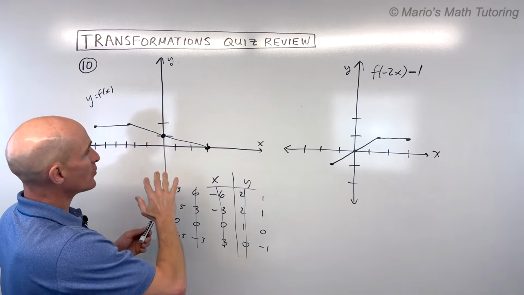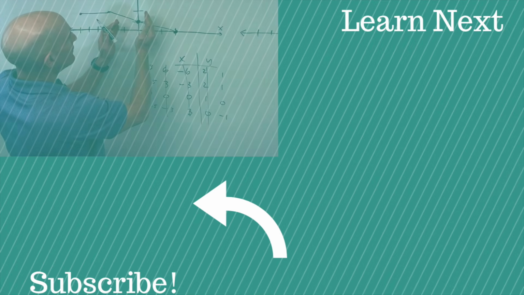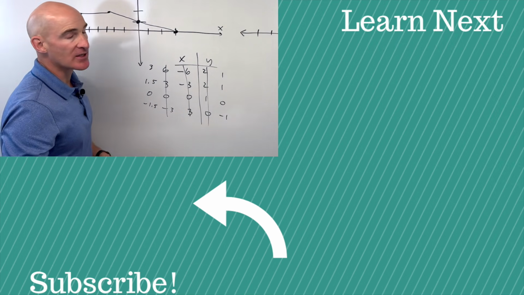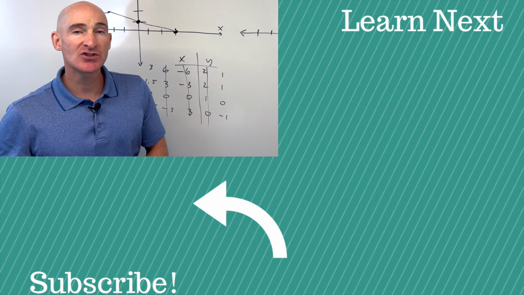Let's see if that makes sense. So we reflected it over, we shrunk it horizontally by a factor of a half, and then we shifted it down 1. So, okay, perfect, you got it. So great job if you're able to follow these videos. Good luck on your transformations quiz or test.